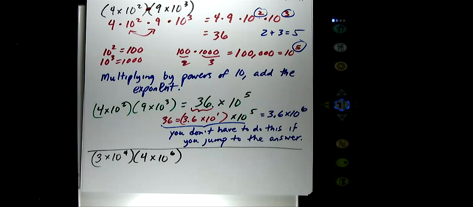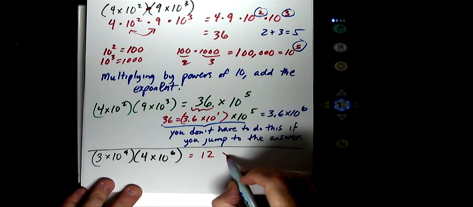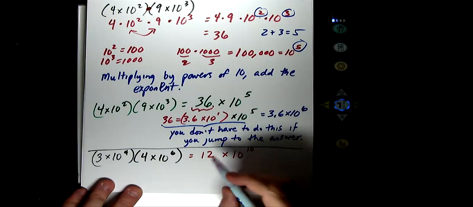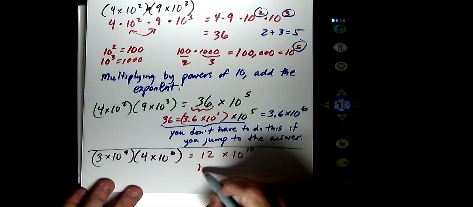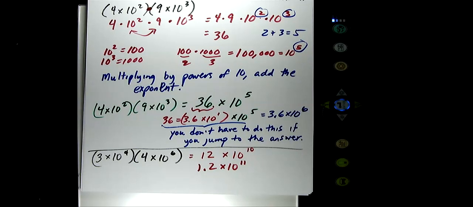So you should have gotten 3 times 4 is 12, and adding the 4 and the 6 gives you a 10. And then this is gonna give us, when we move to 1.2, that exponent should get 1 larger.